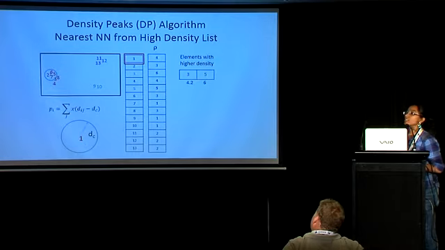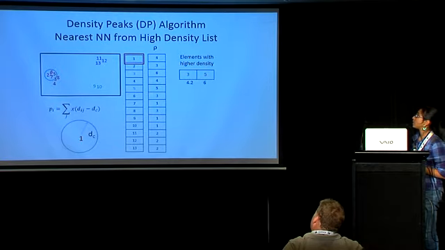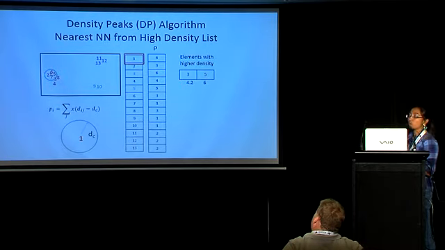The next step is to find the nearest neighbor distance of object 1 from its high density list. What do I mean by that? Here is object 1 with density 4. Now if you scan this whole list, you'll see that object 3 has density 6 and object 5 has density 5. So these 2 objects are in the high density list compared to object 1. If you look at the distance of object 1 to object 3 and object 1 to object 5, it turns out that object 3 is the nearest neighbor. So this is the nearest neighbor from the high density list of object 1.